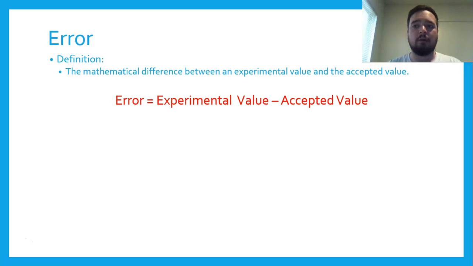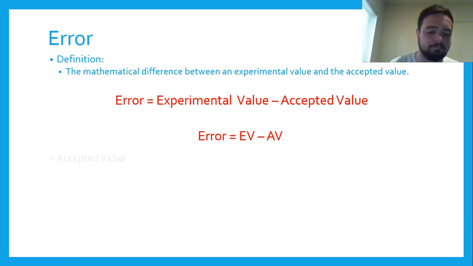Another way you may write it, or even hear me say it, or write it up on the board in class, I might just say error equals EV minus AV. So it's a little bit more catchy to me. If that works for you, go for it. If you want to use the full version, you can do that too. But just any way you can memorize that, go for it. Just be aware that they both mean the exact same thing.